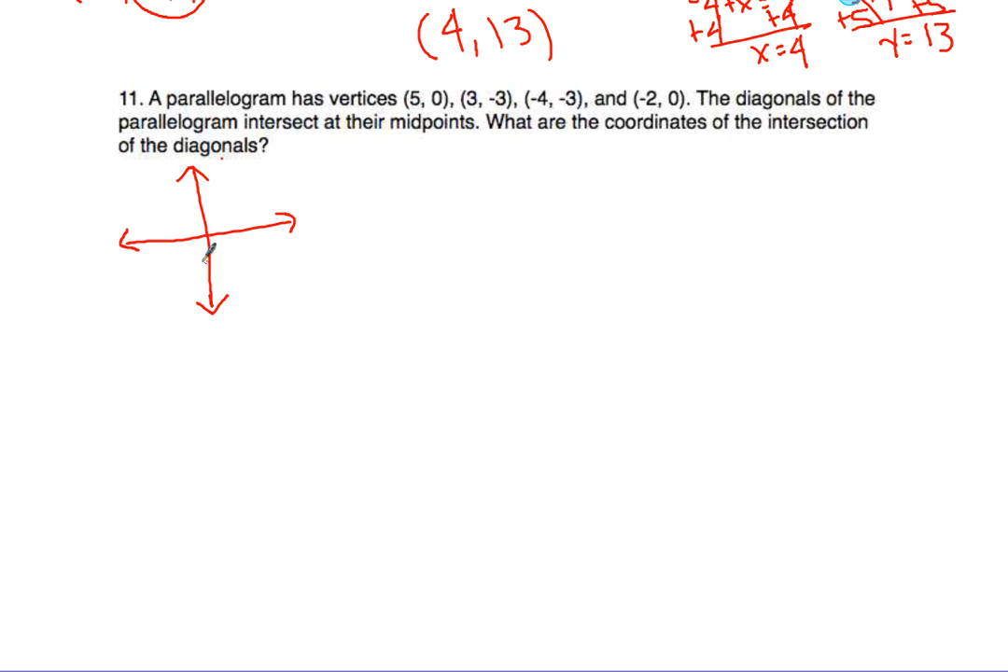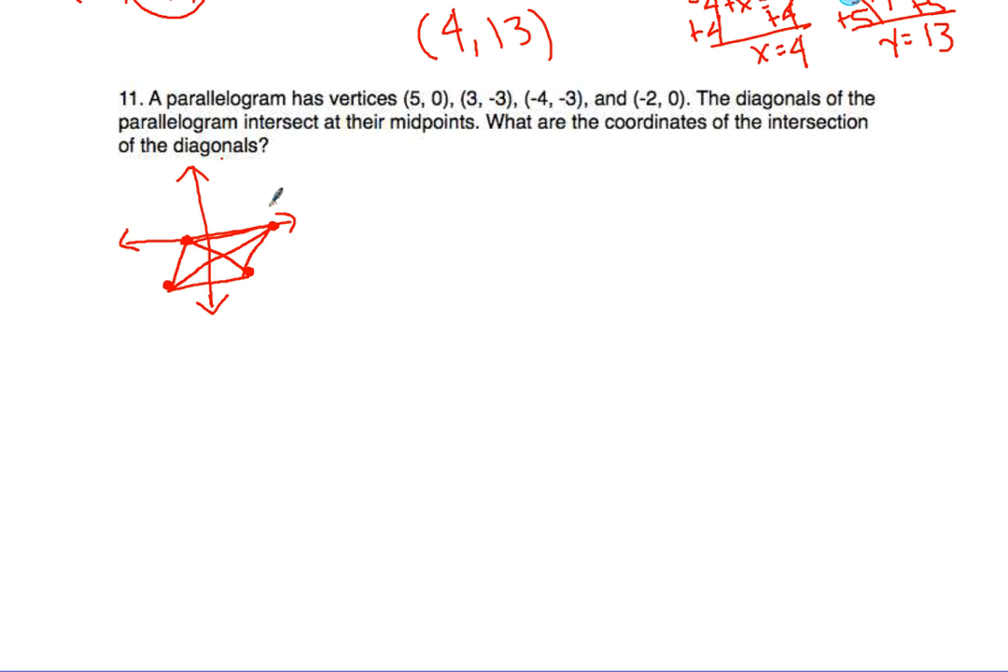So you have one point that's at (5, 0), which is going to be over here. You have one that's at (3, -3), which would be somewhere down here. You have one that's at (-4, -3), which would be over here. And one that's at (-2, 0), which would be over here. So this is sort of what your parallelogram looks like. Now you want the intersection at their midpoints, or at their diagonals. So those are your diagonals.